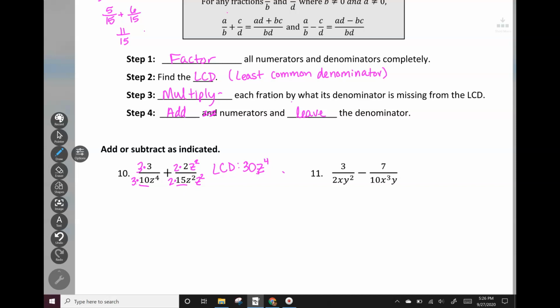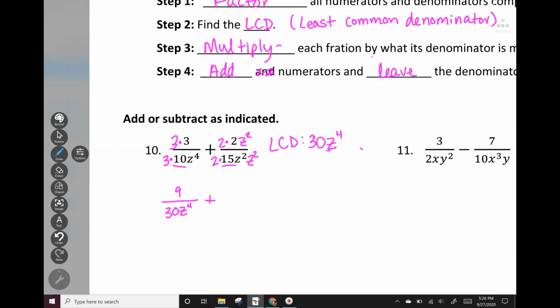Okay, so let's write all of that out. We've got 9 in the numerator, 30z to the 4th plus, and in the second rational expression, I get 4z squared over 30z to the 4th. Perfect. Now our denominators match, so we will move on to adding the numerators and leave the denominator the same. So I'll have 9 plus 4z squared over 30z to the 4th.